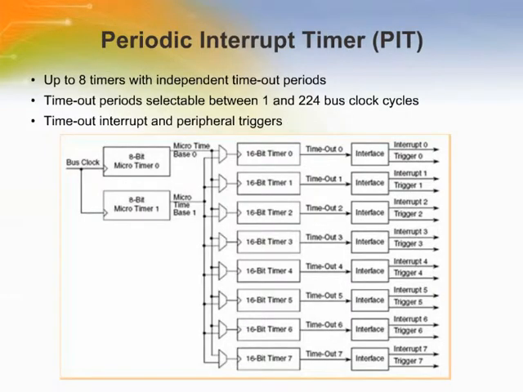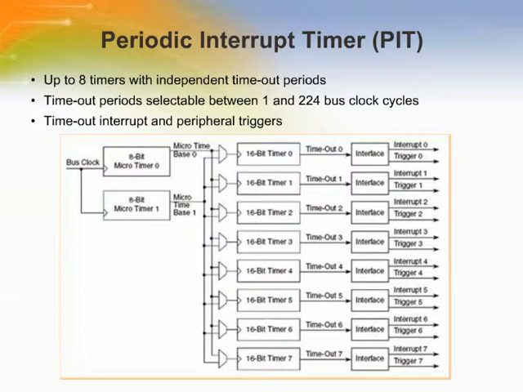The periodic interrupt timer is an array of 24-bit timers that can be used to trigger peripheral modules or raise periodic interrupts. The main parts of the PIT are status, control, and data registers, 2 8-bit down counters, 8 16-bit down counters, and an interrupt trigger interface.